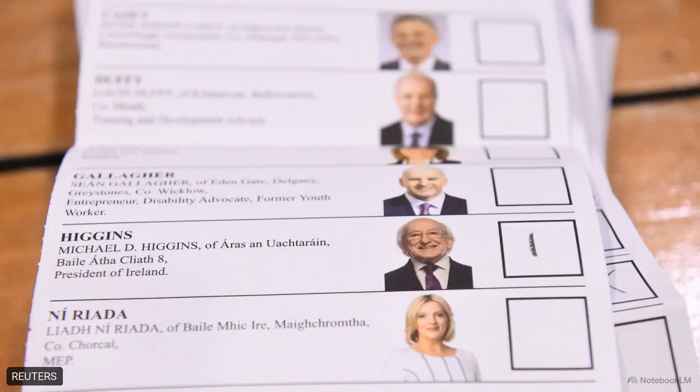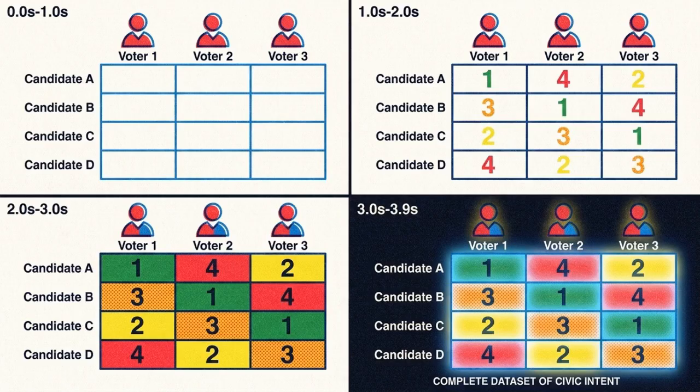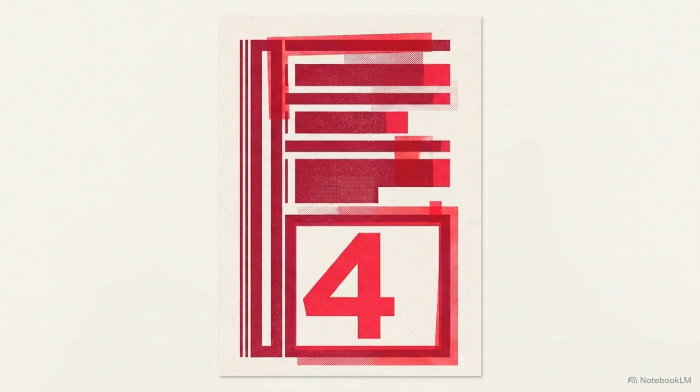Xcytocracy uses a method called full preference expression. Instead of picking one name, you rank options from your first choice down to your last. We can see variations of this already working in practice. The Irish presidential election uses a single transferable vote system, where citizens mark their preferences sequentially down the ballot. Ranking your choices captures a complete dataset of civic intent. It records who you want most, who you find acceptable, and who you absolutely reject.